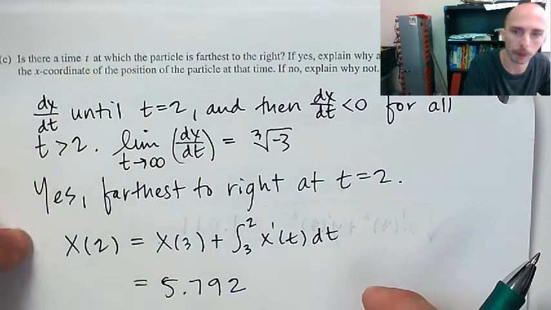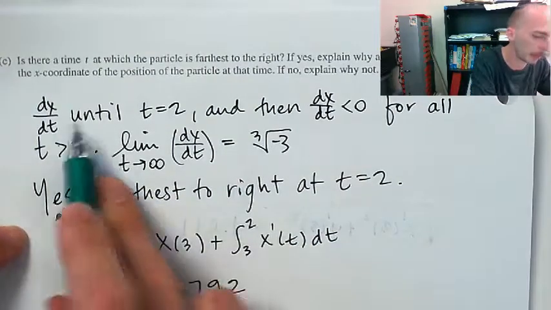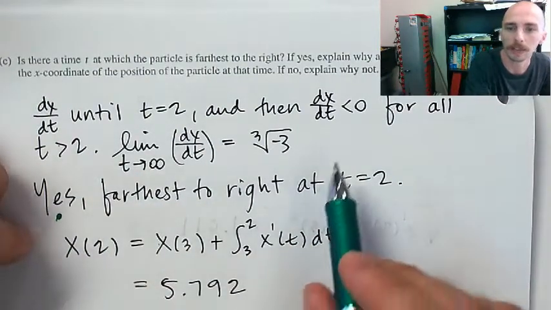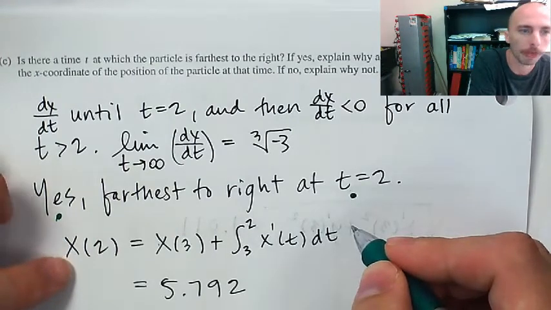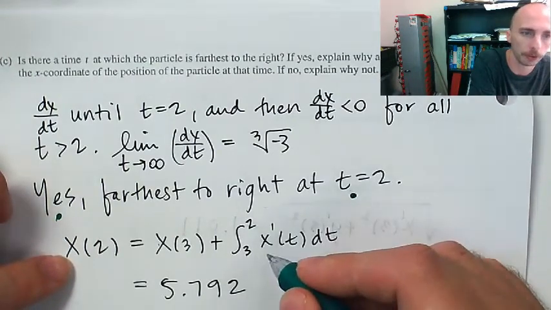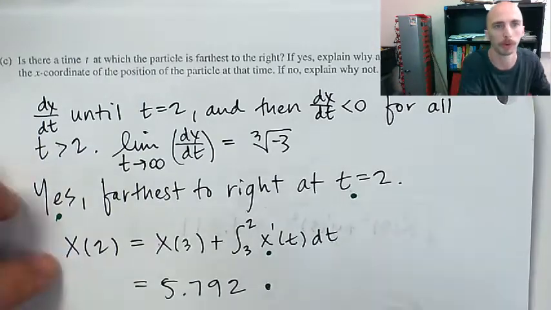Over here, it was 1 point for yes with explanation, which is probably like yes with it's positive and then it's negative. Okay. The second point on this is worth 4 points. Is identifying t equals 2 as a candidate. The third one is the integral for x of 2. And the fourth one is for the x coordinate. Okay, so that's the fourth point.